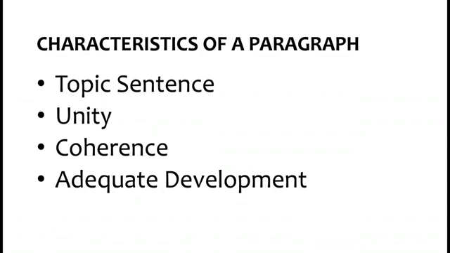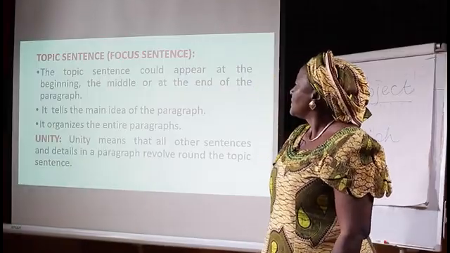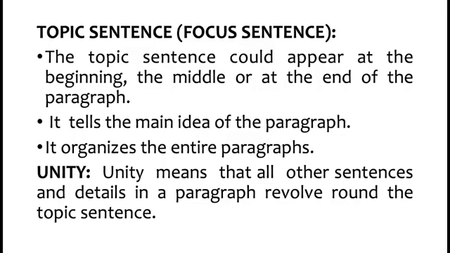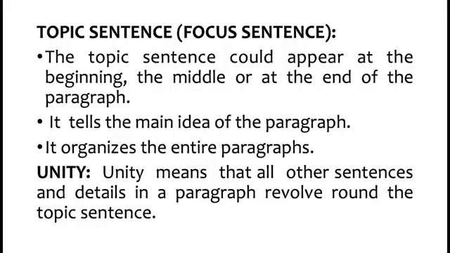Number 1, a paragraph must have a topic sentence, it must have unity, it must have coherence, and it must be adequately developed. What is a topic sentence? A topic sentence, in other words, is always called a focus sentence, because that is the main catch of your paragraph. A topic sentence could appear at the beginning, at the middle, or at the end of your paragraph. It depends on who is writing. It depends on the style that you choose to take.